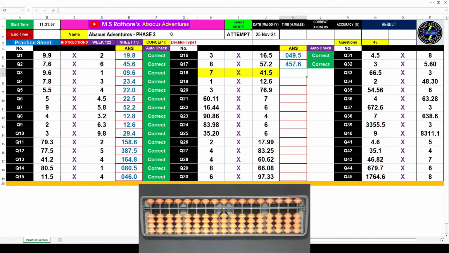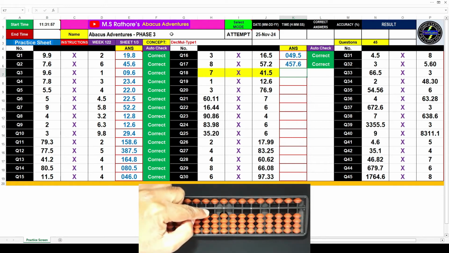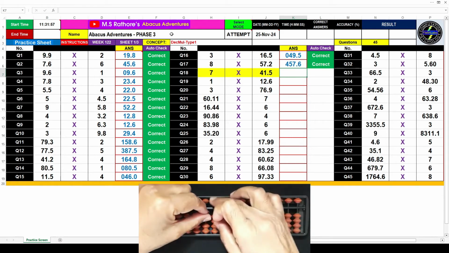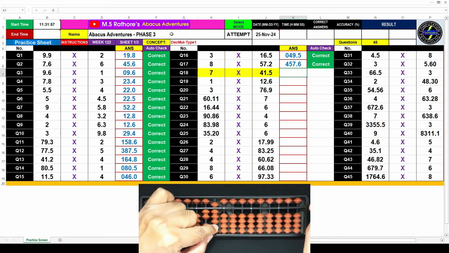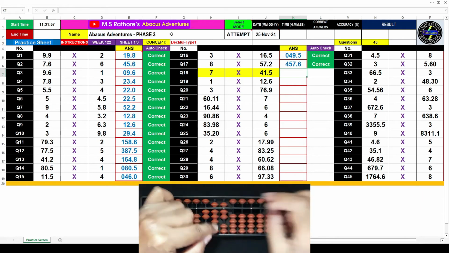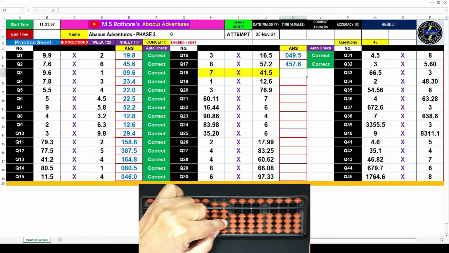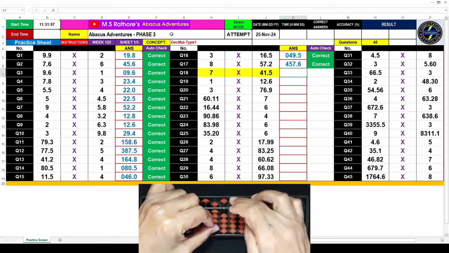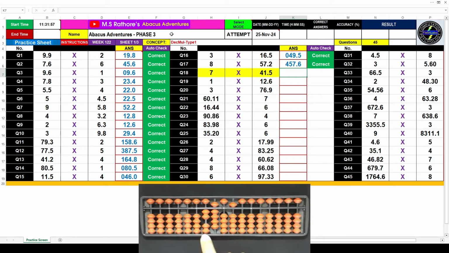Question number 18, 7 multiplied by 41.5. So let's place the index finger on rod number 3. 4 sevens are 28, shifted, 1 sevens are 07, shifted, 5 sevens are 35, and the answer is 290.5.